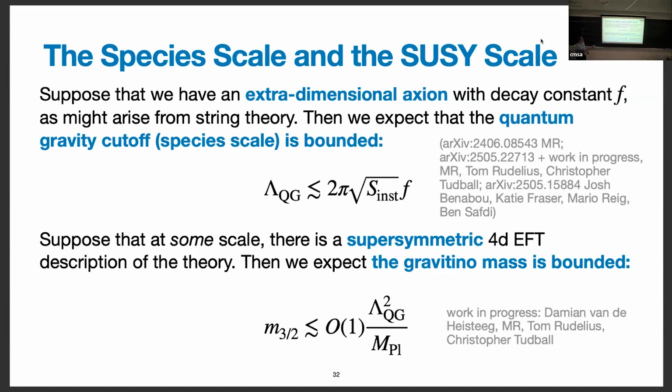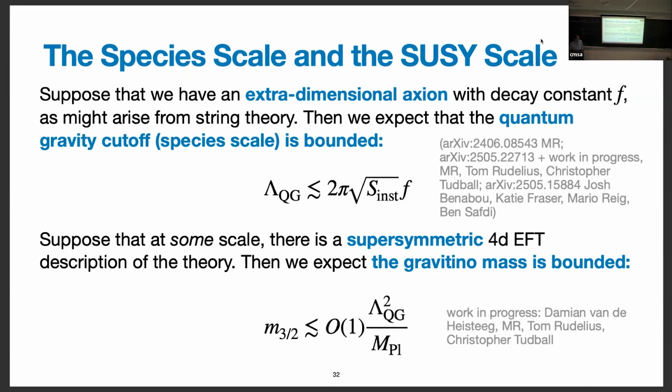where S is the instanton action, which for a QCD instanton, we just know what it is because we know the QCD coupling. So it's some number of order 100. This is something that I proposed in a paper a couple of years ago. It's something that Tom Rudelius and his student Christopher Tudball, who's here, and I are working on. There was also some other recent work by some folks at Berkeley investigating this.